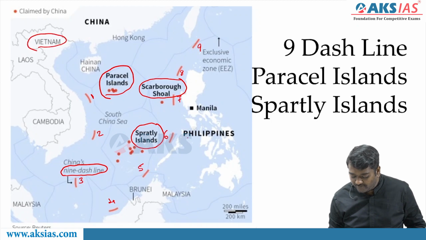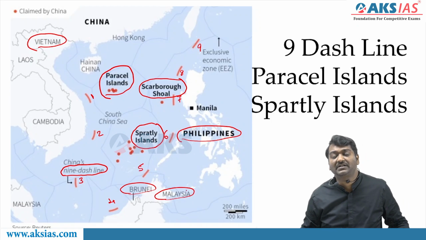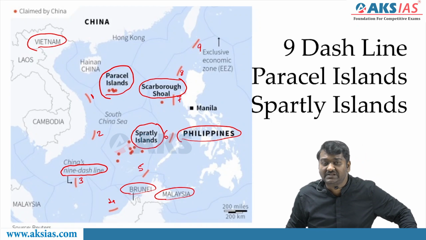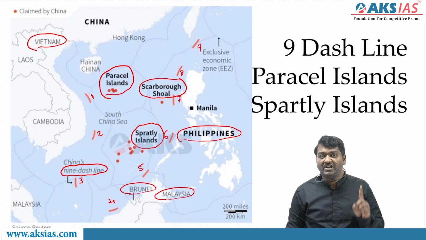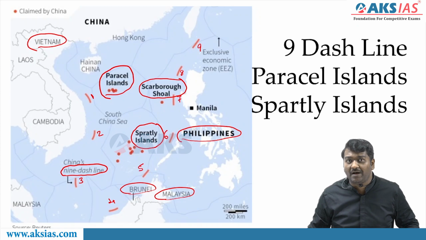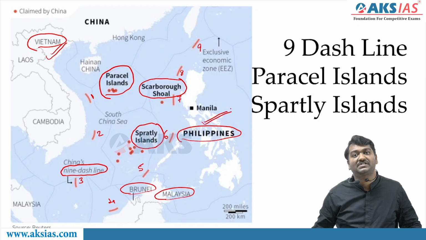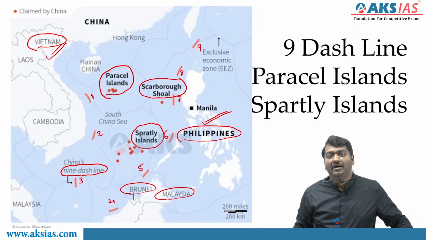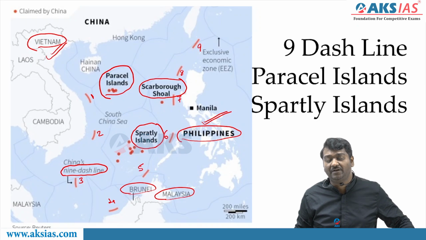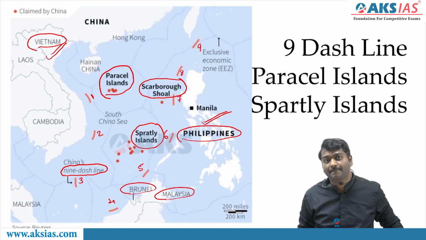Vietnam, Philippines, Brunei, Malaysia and other countries, they are against China. So China has created its own enemies. India is going good with Vietnam. India is going good with the Philippines. You might have heard India is selling BrahMos missile to the Philippines. Secondly, India has very, very good relations with Vietnam.